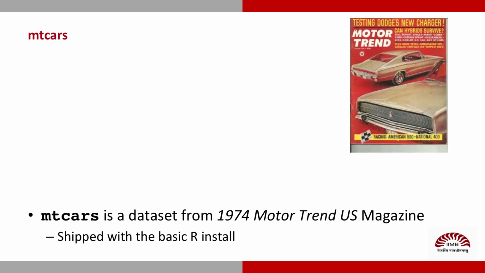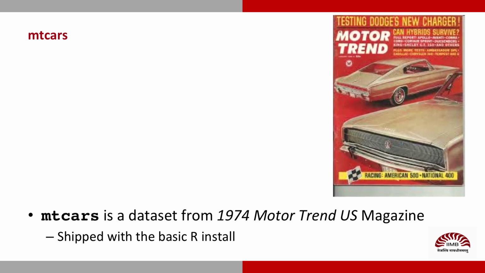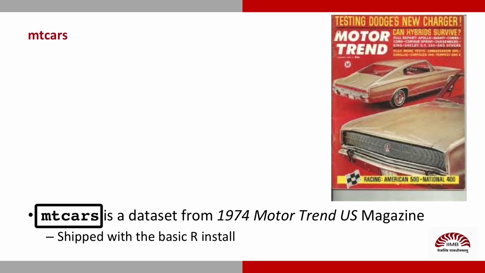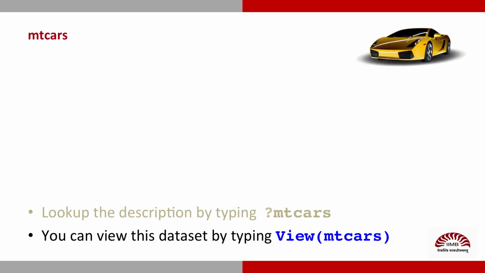By now, you know how to work with vectors, so let's move on to more complex structures. So if you like cars, then you'll enjoy this blast from the past. R is shipped with a dataset from a 1974 Motor Trend US magazine. This dataset is called mtcars, Motor Trend Cars. Look up the description by typing, you guessed it, ?mtcars on the console. You can view it by typing View(mtcars). Make sure you capitalize your V.